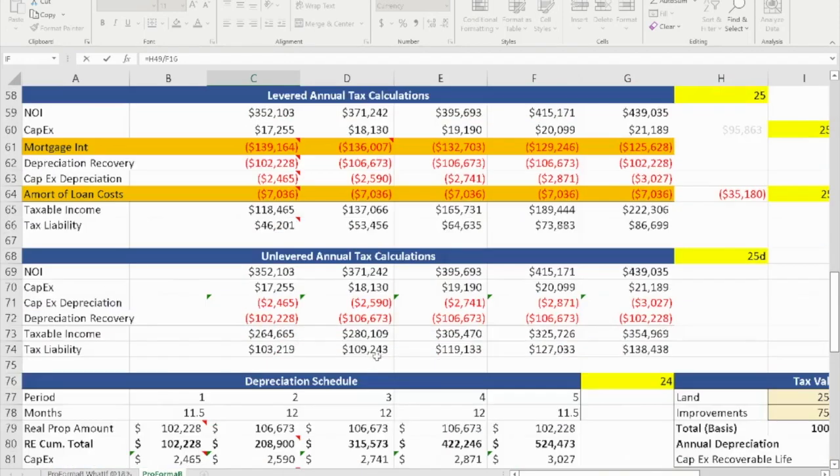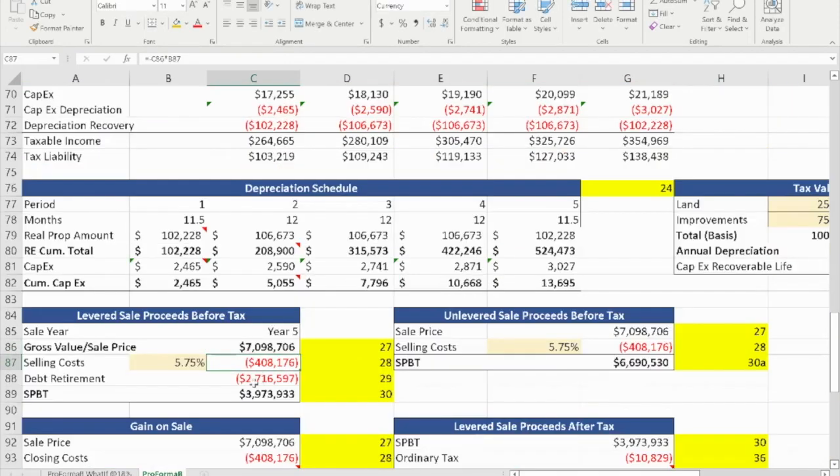If we do that, we should be able to get $7,098,000 for the sales price after 5 years. Once you do that, you can easily calculate the selling cost, which is basically 5.75% of the selling price. And you will make that a negative number by putting an equal negative in front of it, since that's money that's going to be out of your pocket you have to pay at the time you're selling the property.